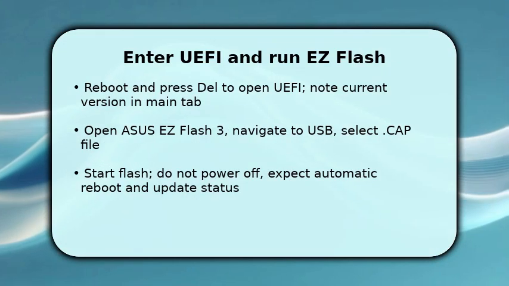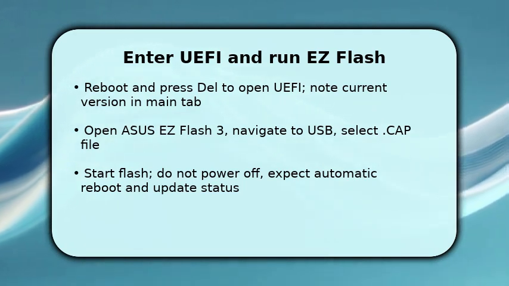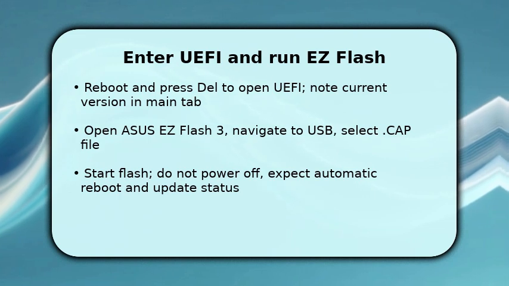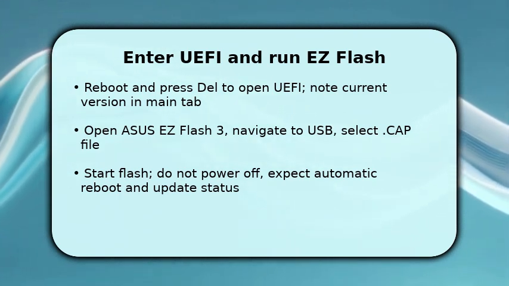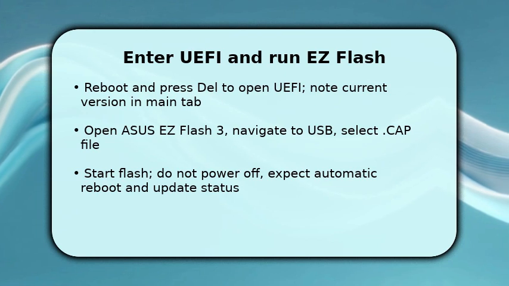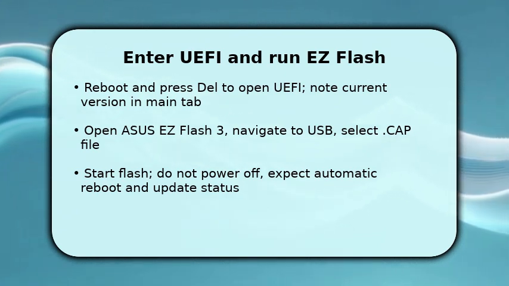You reboot into the UEFI by pressing Delete and navigate to the Easy Flash 3 utility in the Tools menu. Once inside, locate the BIOS CAP file on your USB stick and select it. The utility verifies the file and displays version differences so you know what changes.